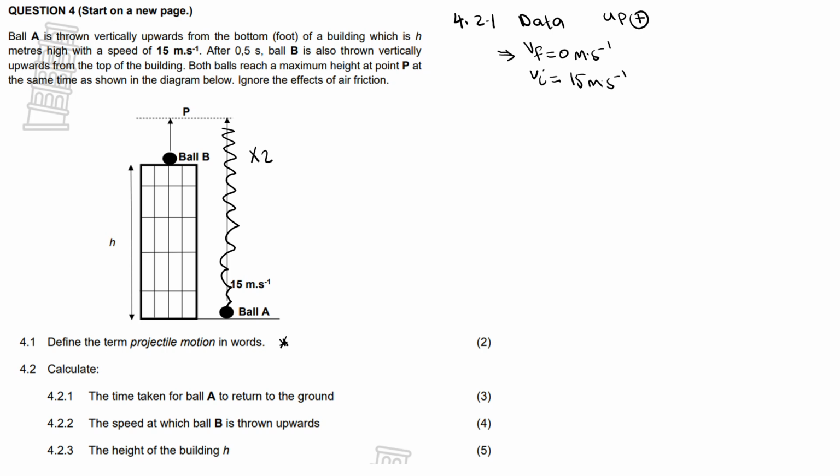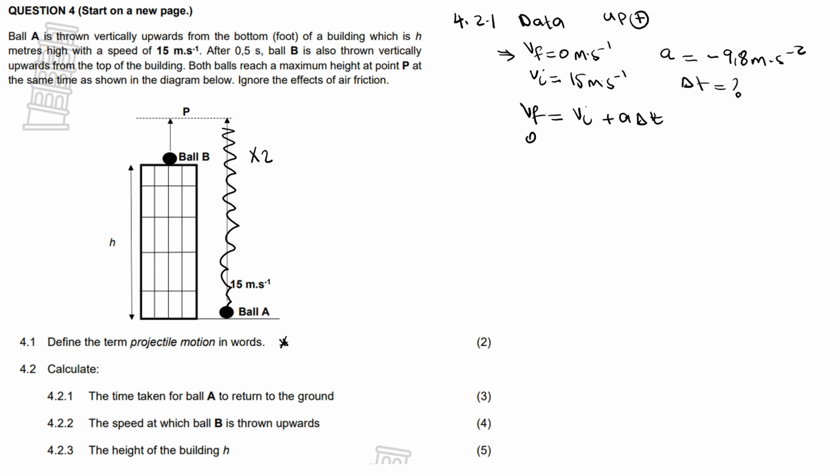Now, from this information, my acceleration: this thing is moving where? It's moving up. The acceleration always goes down, and we set up as positive. This will make the acceleration negative. We are looking for delta t. So we're going to use the equation that doesn't have delta y. So we're going to say V final equals V initial plus a delta t.